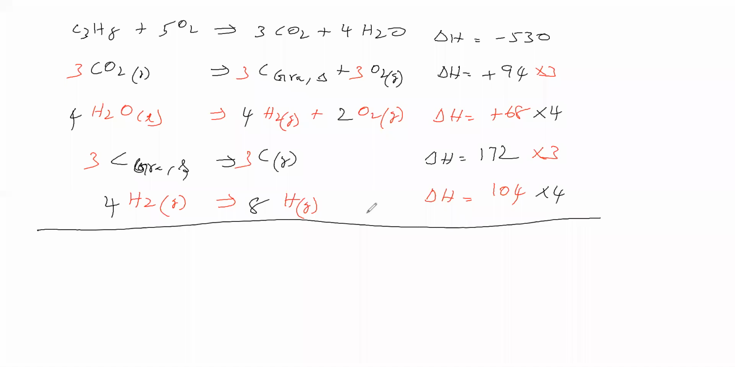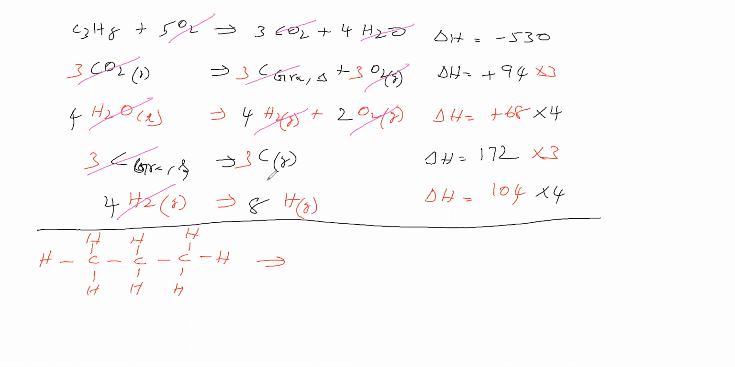Now let us add all the equations. What are the common things? Carbon dioxide cancelling, water cancelling, graphite cancelling, hydrogen 4H2 cancelling, and O2, 5O2, 3O2, 2O2 get cancelled. So what is remaining here? Propane. We can write propane in structural formula: CH3, CH2, CH3. It gives 3 carbon atoms in gaseous state plus 8 hydrogen atoms in gaseous state.